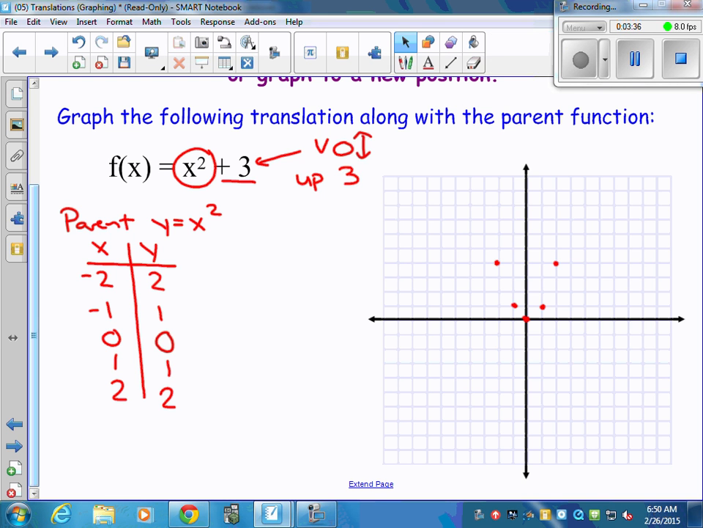So if we want, we can do that transformation. We're going to move every point in this graph up 3 units. So we take that 0, 0 point, we move it up 3. We take the negative 1, 1, positive 1, 1, we move those up 3 units. And then we take our last point, negative 2, 4. We move that up 3. And positive 2, 4, we move that point up 3. Now, this is our transformed graph, so we do want to complete the sketch of that graph.